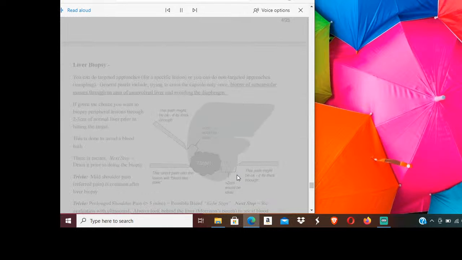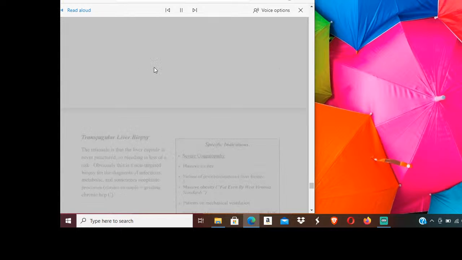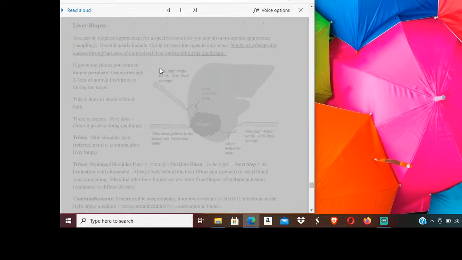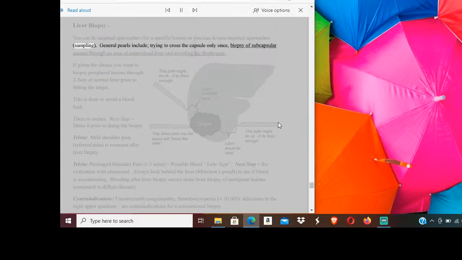495. Liver biopsy. You can do liver biopsy. You can do targeted approaches for a specific lesion, or you can do non-targeted approaches. Sampling. General pearls include trying to cross the capsule only once, biopsy of subcapsular masses through an area of uninvolved liver, and avoiding the diaphragm.